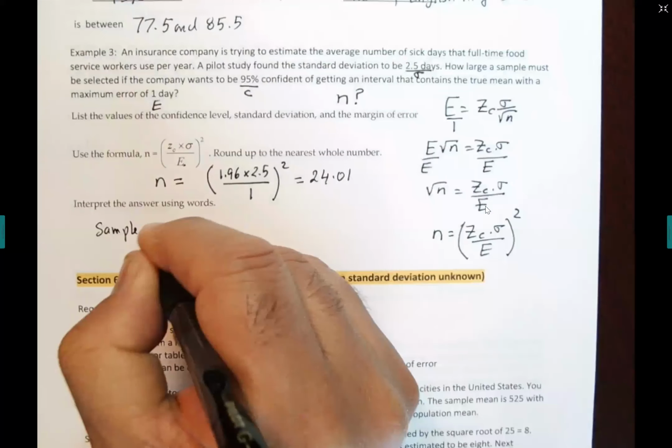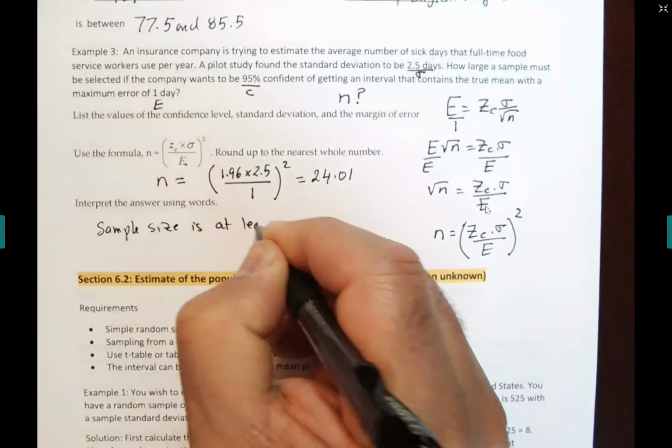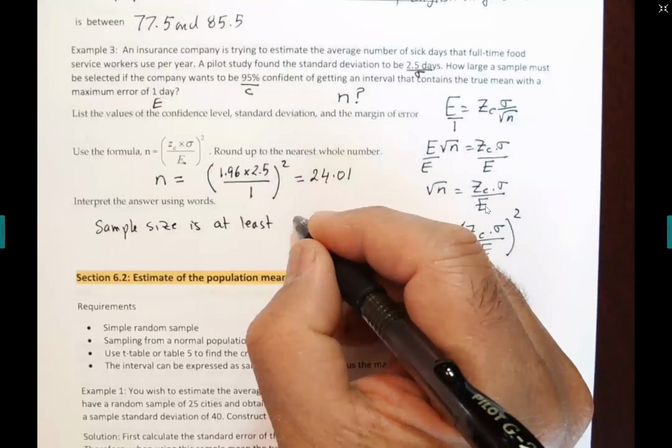Would it be 24? At least one student says 24. Do you guys agree? Unfortunately, 24 is going to fall short. You always have to round up because it's 24.01. Even if you guys think that 0.01 is nothing, in order to get just the 1 day margin of error, it has to be a little bit more than 24, but there is no 24.5 person or a quarter of a person. So you always round up.